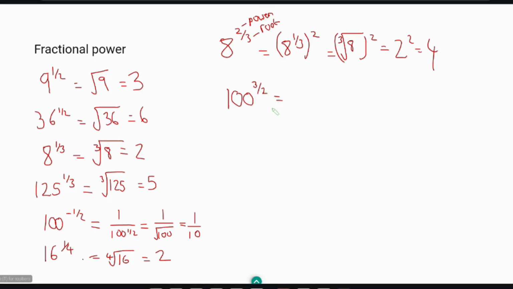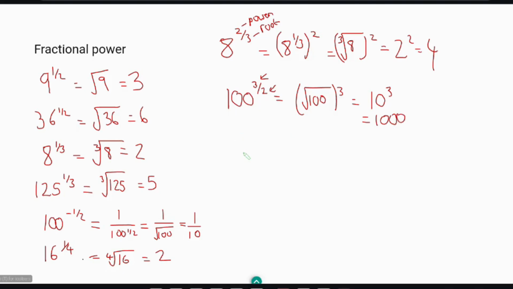So let's see, what would 100 to the power 3 over 2 be? So it's 100 to the power of half cubed, right? That's your root, that's your power. So square root of 100 cubed. Square root of 100 is 10. 10 cubed, 1000.